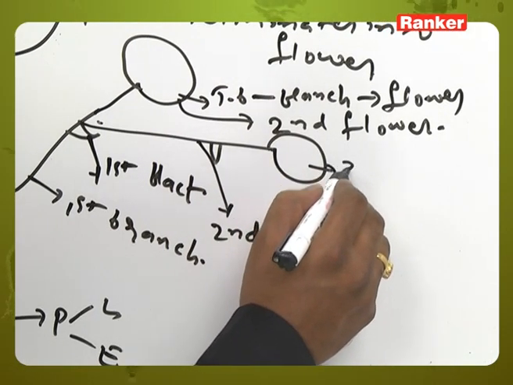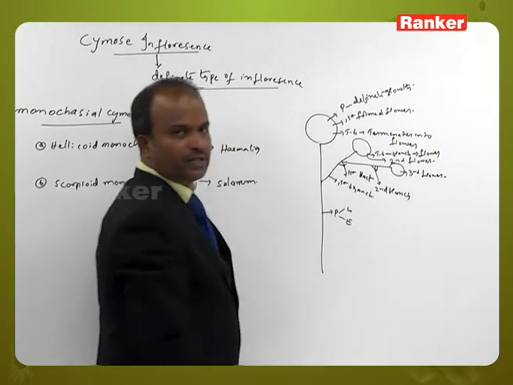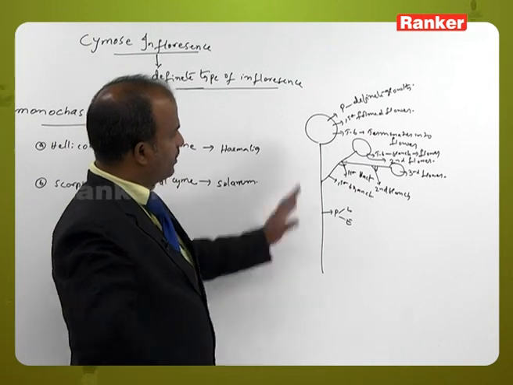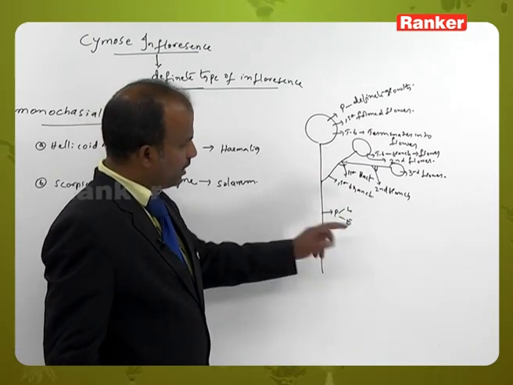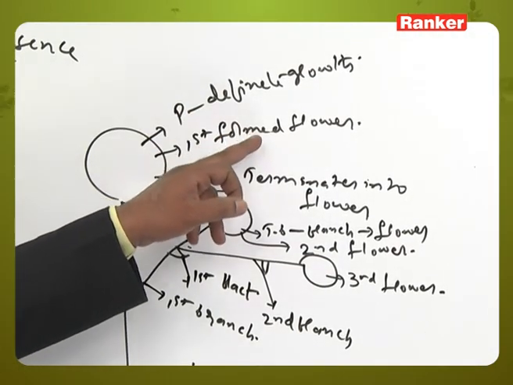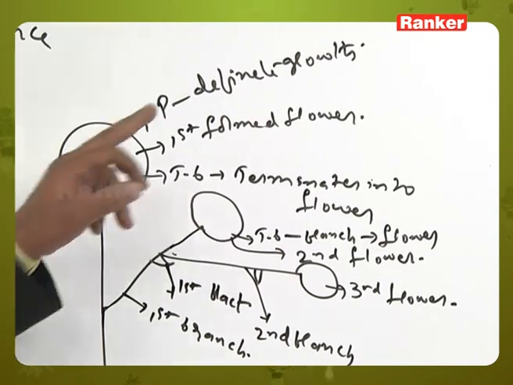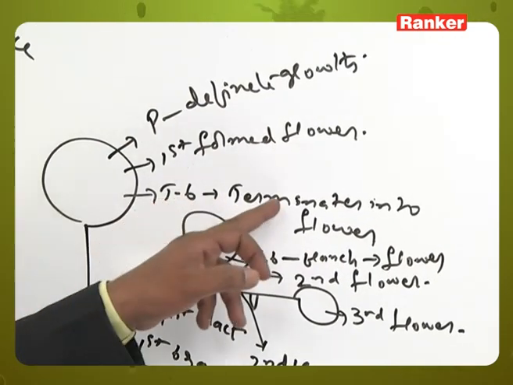This flower is called the third flower. Once again I am explaining clearly. Listen. This is the peduncle. The peduncle is long and elongated. The terminal bud of the peduncle opens into the first formed flower. That means the peduncle shows definite growth. The terminal bud terminates into a flower.